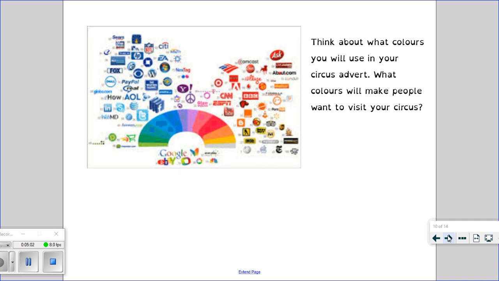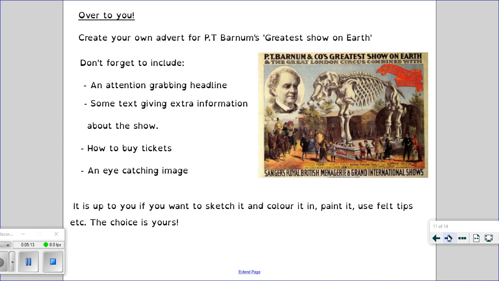how colour can be used in an advert. So think very carefully about what colours you're going to use. What colours do you think are going to get people's attention and make them sort of want to come and visit your circus? So the task, you're going to create your own advert for P.T.